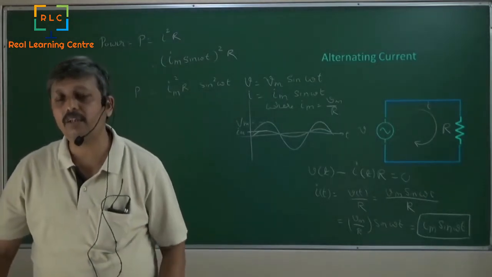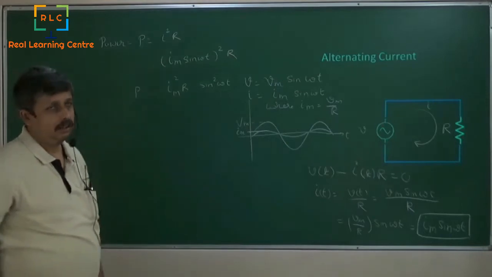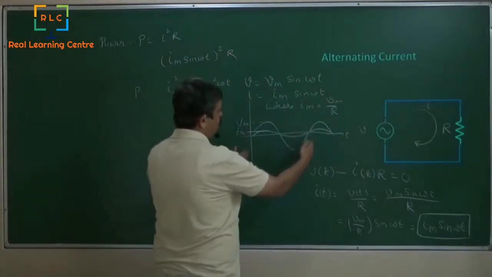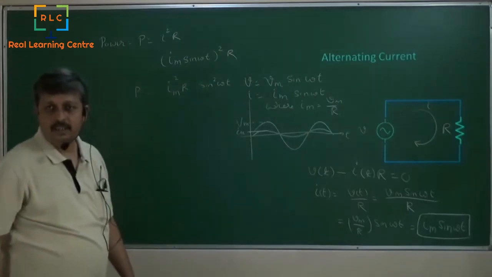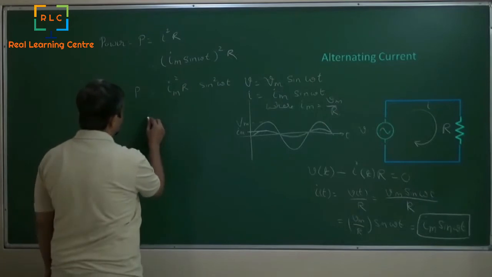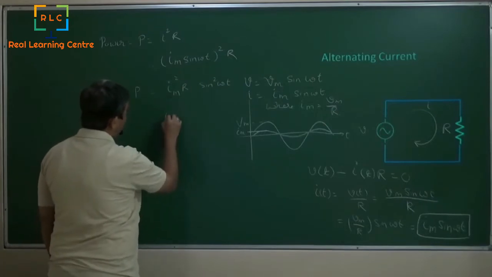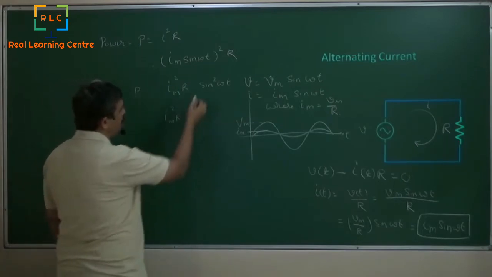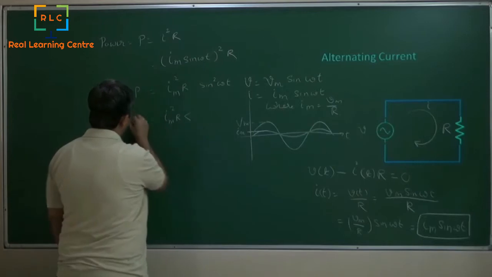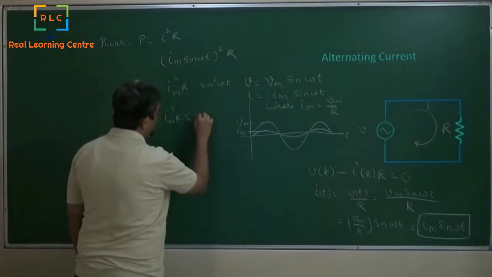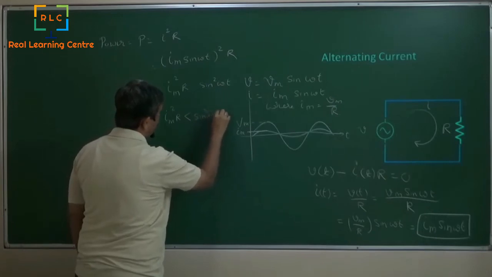So if we want to calculate the average power over a cycle, how do I calculate that? The average power over a cycle, I'll say it as Im square R average. Since it is a constant, there is no change in that. Now here, for sine square omega t, the average power is equal to the average of sine square omega t.